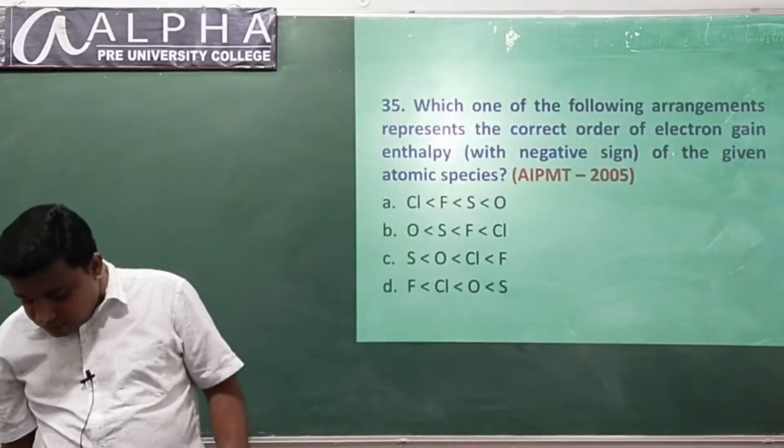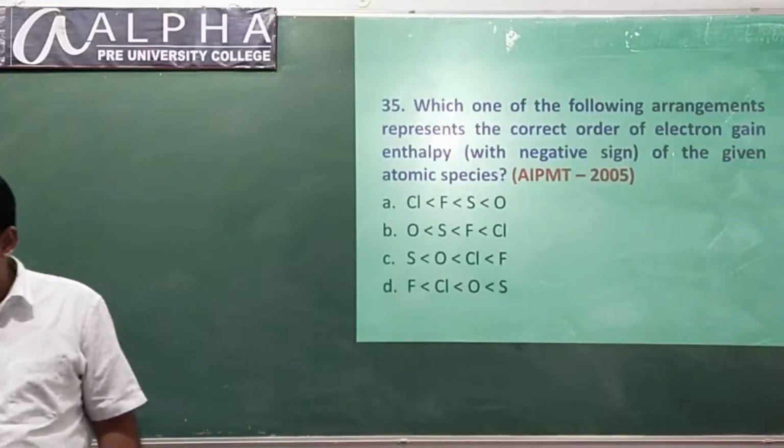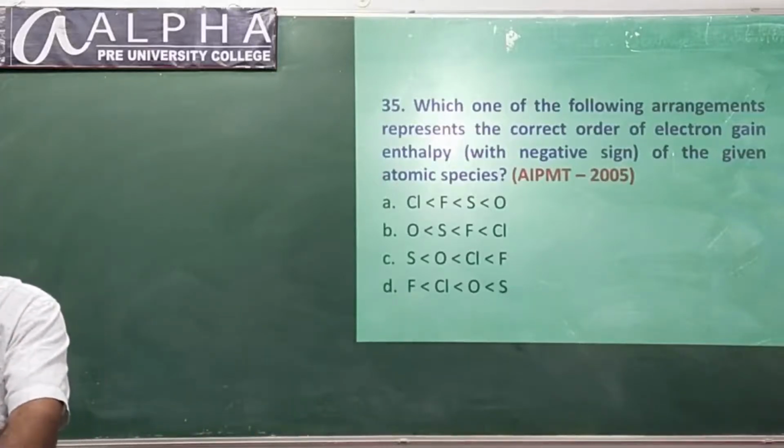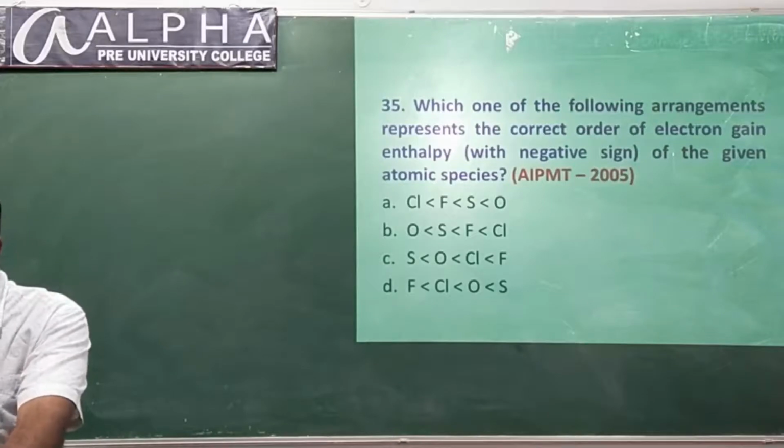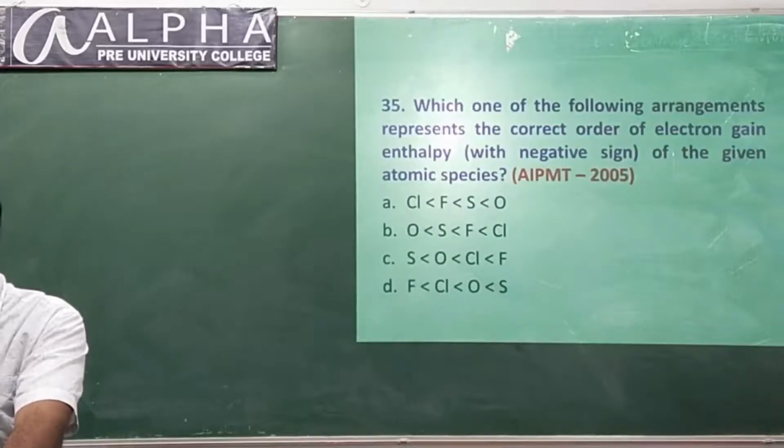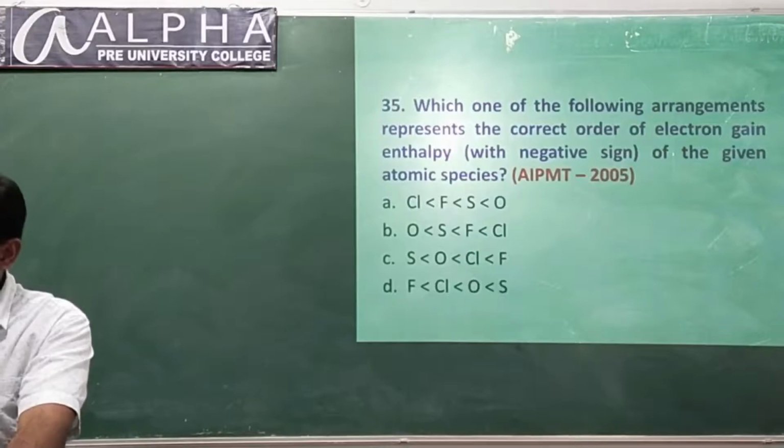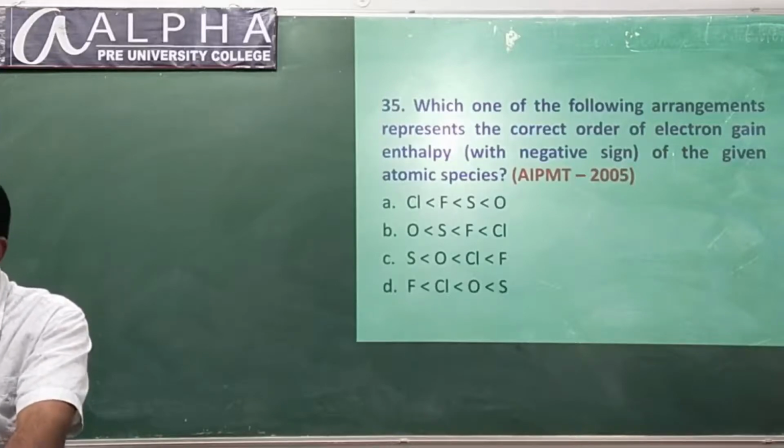It is from All India Pre-Medical Test 2005. Which one of the following arrangements represents the correct order of electron gain enthalpy with negative sign of the given atomic species?